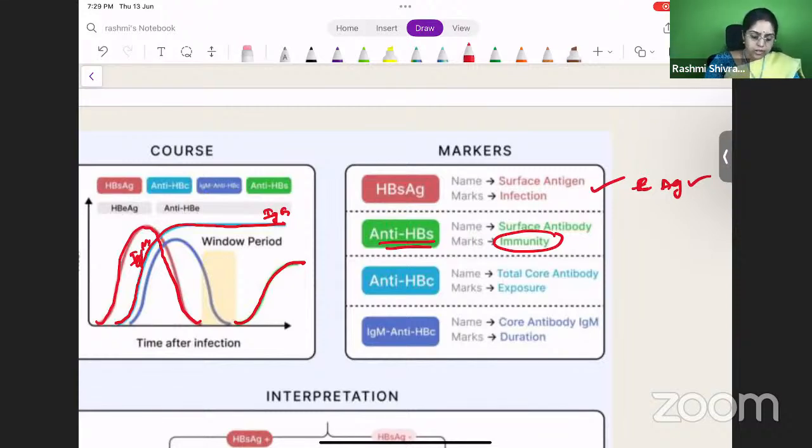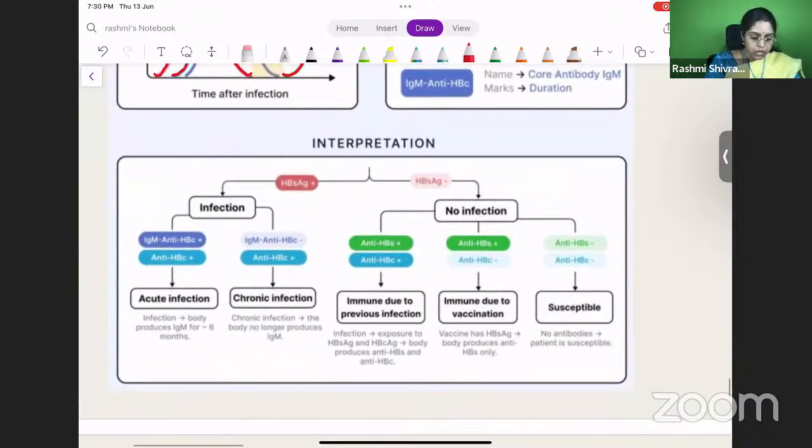The other thing is anti-HBC, you have an IgM and IgG. You can also measure the total core antibodies. IgM is during the acute phase and anti-HBC IgG will be in the chronic phase. So, a quick recap of the interpretation. If HBs surface antigen is positive, that means there is an infection. If anti-HBC IgM is positive, that means there is an acute infection, right?